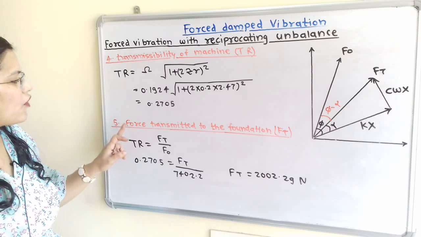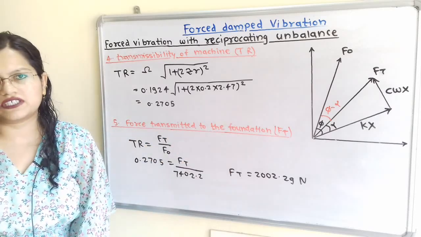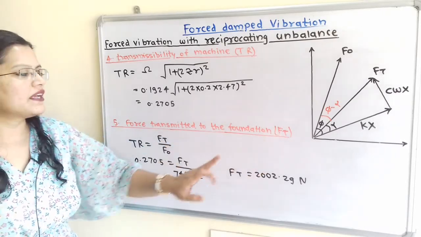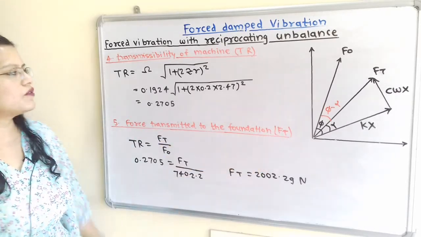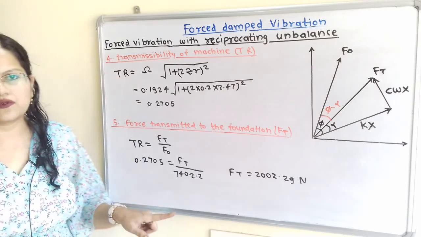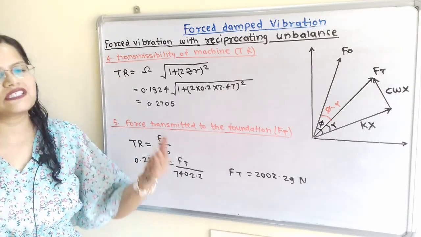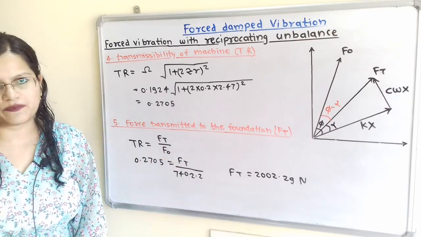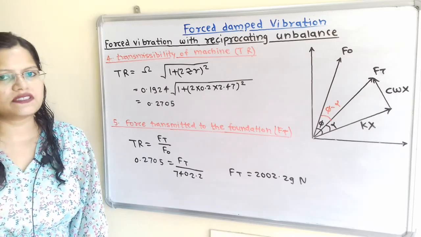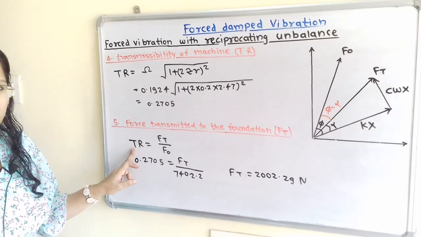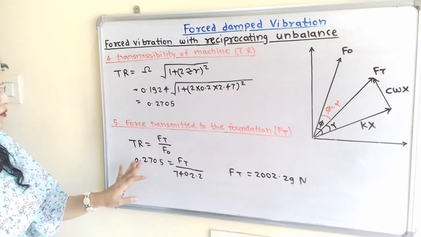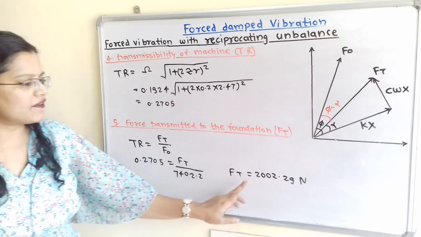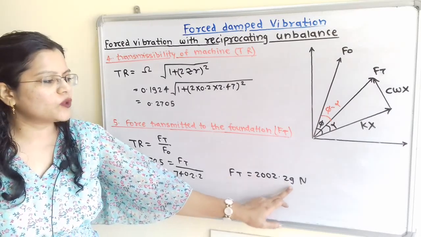Now we have to find the force transmitted to the foundation. We know that the force transmitted to the foundation is Ft. Now how to calculate this Ft? We know that TR is the ratio of the force transmitted to the foundation divided by the force impressed on the system. The force impressed on the system is F0. So TR is equal to Ft by F0. Now when we put the values, F0 is calculated, so Ft is equal to 2002.29 Newton.